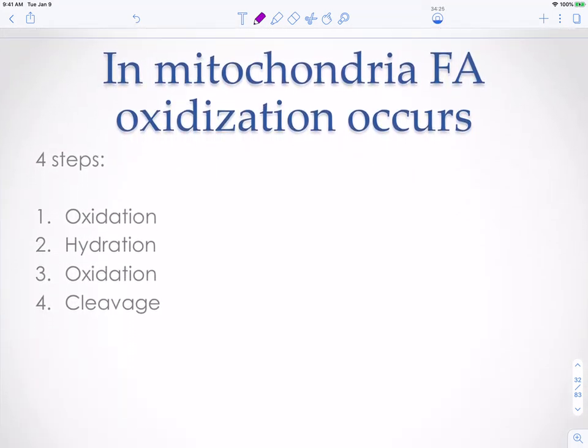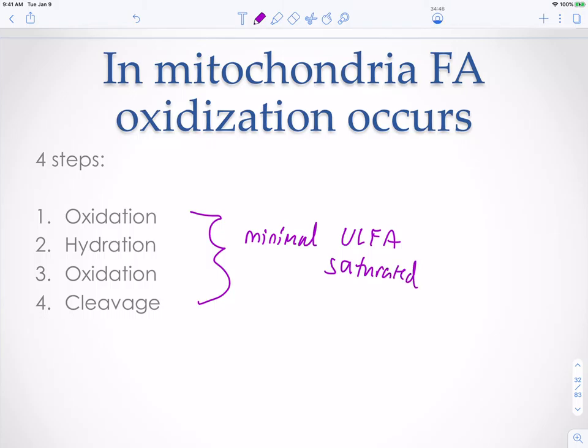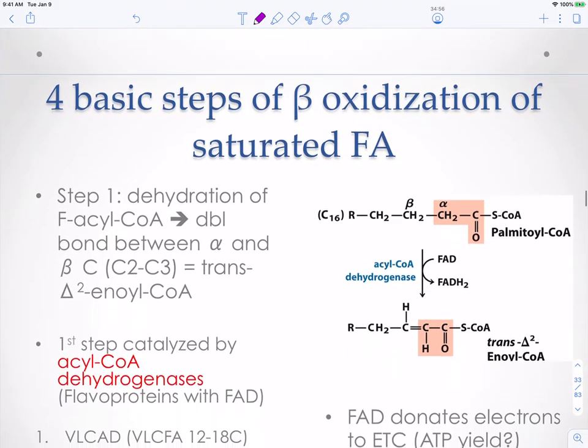So the actual beta oxidation is going to have these four steps. It's going to have an oxidation step followed by hydration, another oxidation, and cleavage. And so this is the minimal for very long chain fatty acids that are saturated. Unsaturated fatty acids that have double bonds, there's going to be a few more steps. Branched chain fatty acids are going to have different steps, but for our very long chain fatty acids that are saturated, these are the four basic steps that are going to repeat.